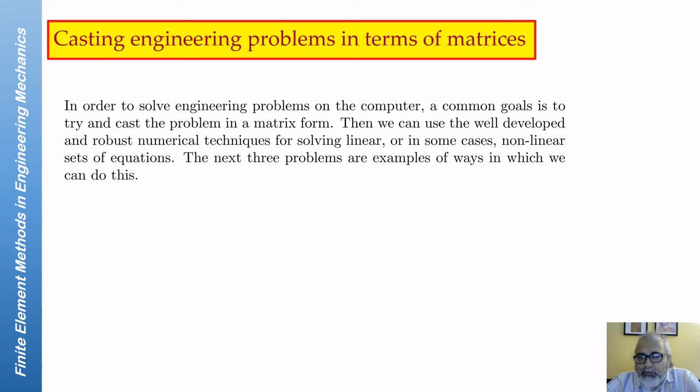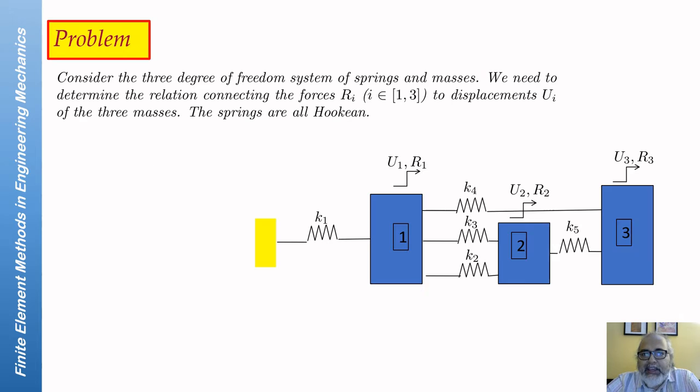So the first problem that I'm going to take up is a problem of springs and masses. So I have three masses, M1, M2, M3. This is a static problem, and what I need to know is I can apply displacements U1, U2, U3 on the three masses, or forces R1, R2, R3 on the three masses, or I can apply a combination of them. I can apply U1 on the first mass, R2 on the second mass, R3 on the third mass, something of that sort.